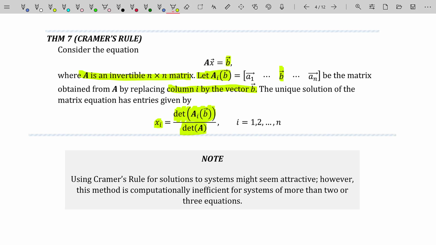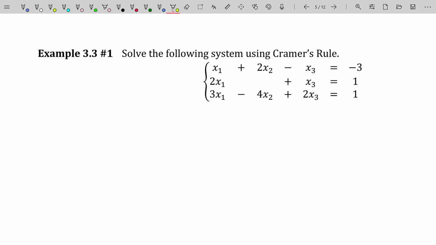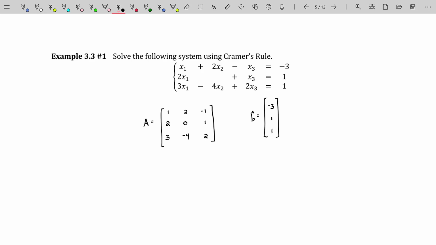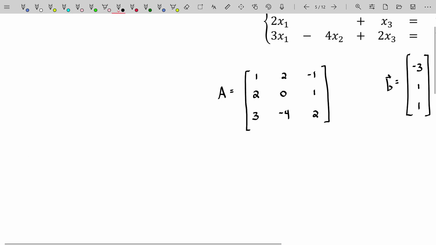So let's see this in action. Solve the following system using Cramer's rule. First of all, I'm just going to write down, not that you would have to write it this way, the matrix A and the vector B. You always start Cramer's rule by computing the determinant of A because you're going to need that in every single one of your computations for your solution.